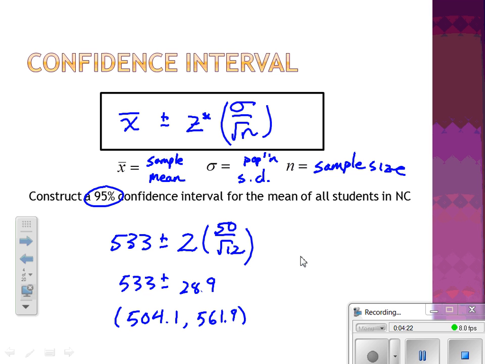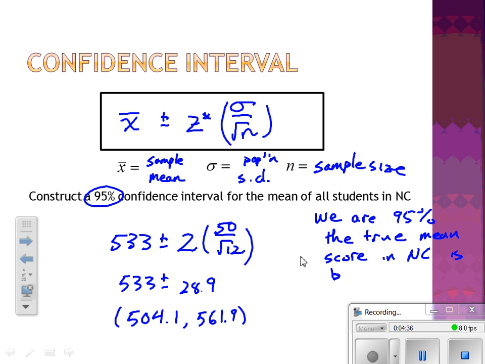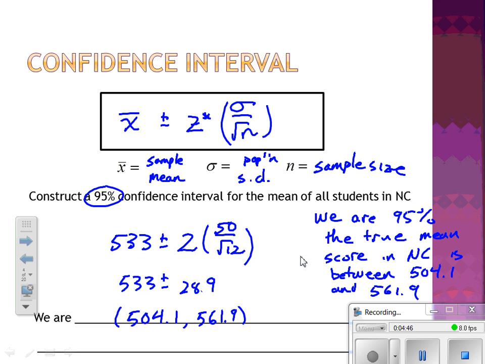And so this time we would say we are 95% confident the true mean score in North Carolina is between 504.1 and 561.9. All right.